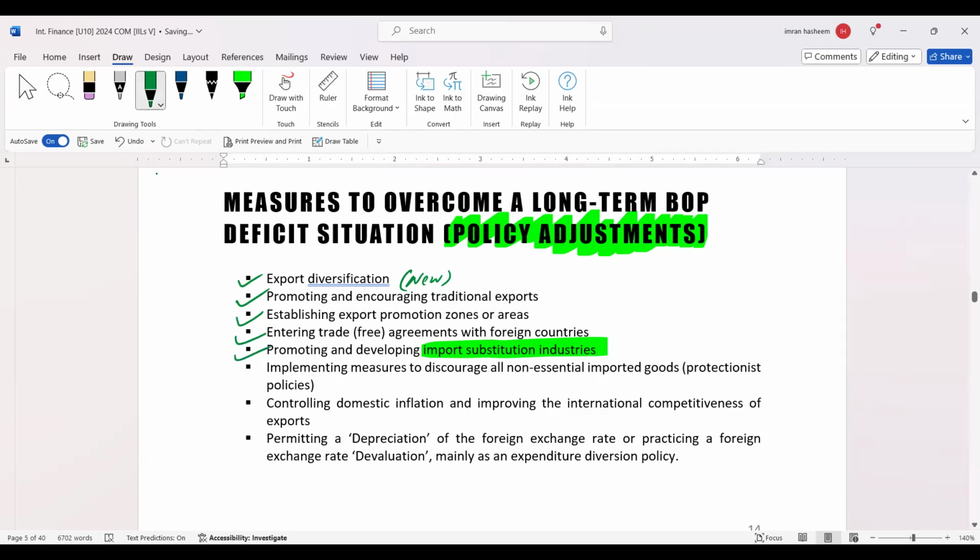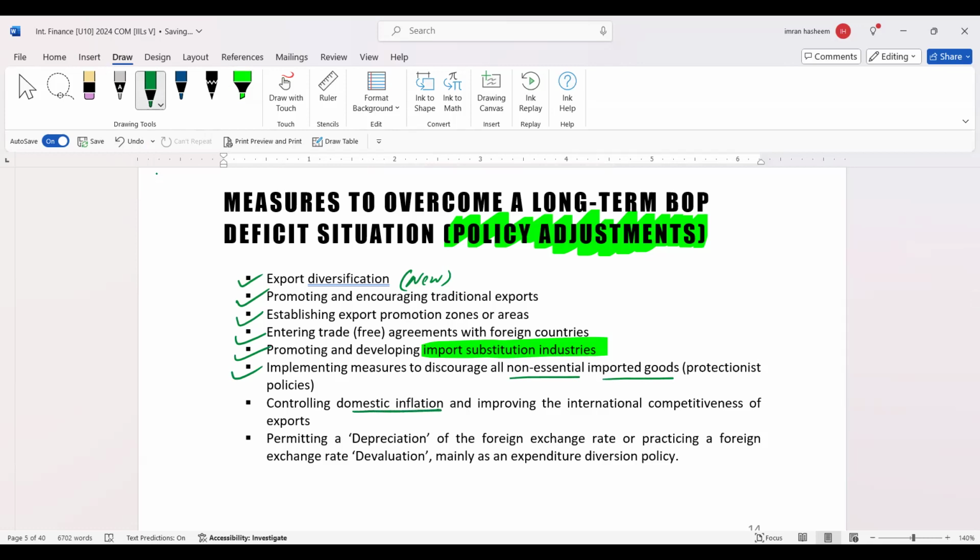Then implementing measures to discourage all non-essential import goods, protectionist policies. Yeah, that is what we did with the pandemic and with the economic crisis. We put many things in a list and said these things we can't import because they are non-essential. Controlling domestic inflation, that's a big thing.